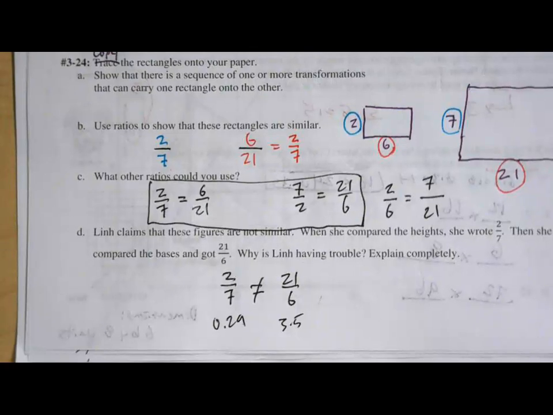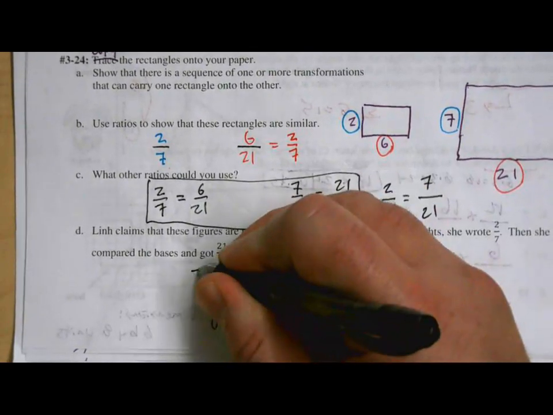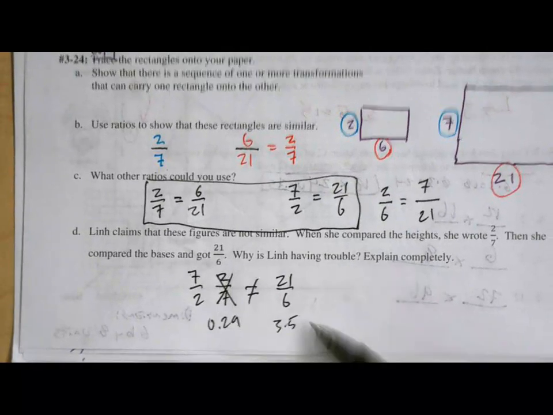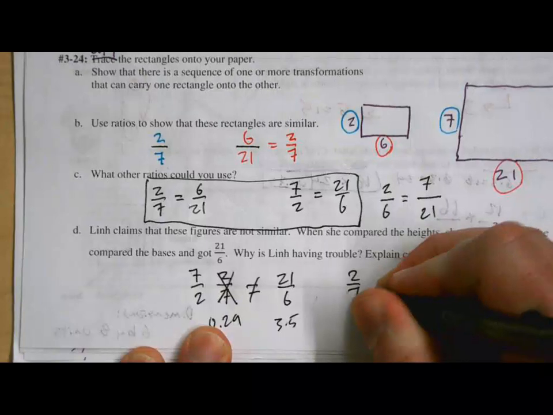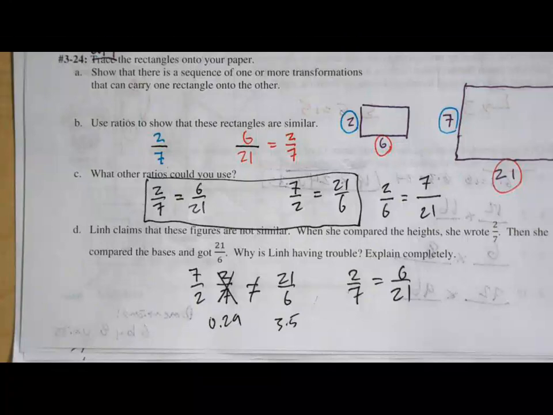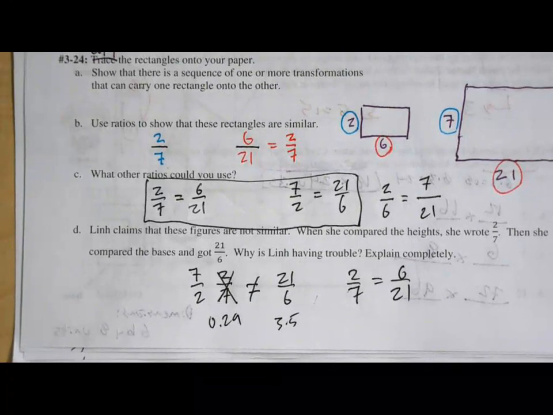So two ways Lynn could fix this. Either Lynn could flip this over. Now it's the bigger on top in both of them. Or she could have had the smaller on top in both of them. All right, we feeling okay so far?